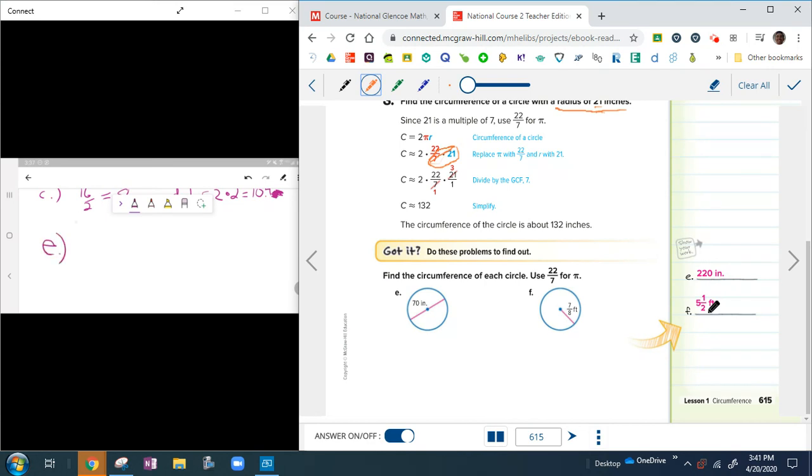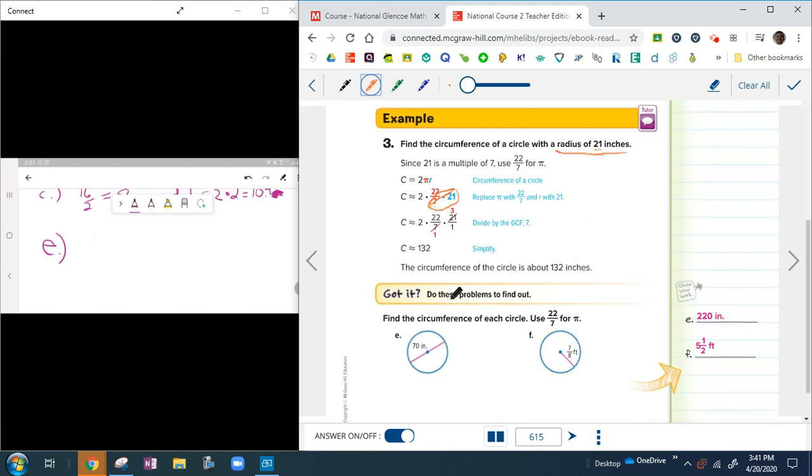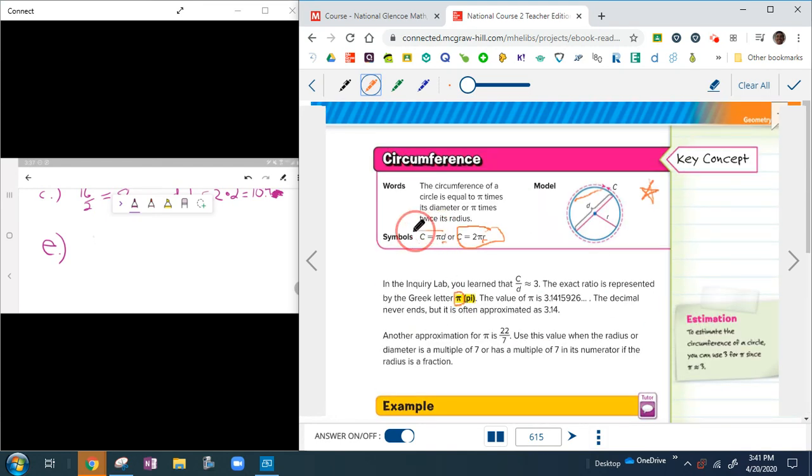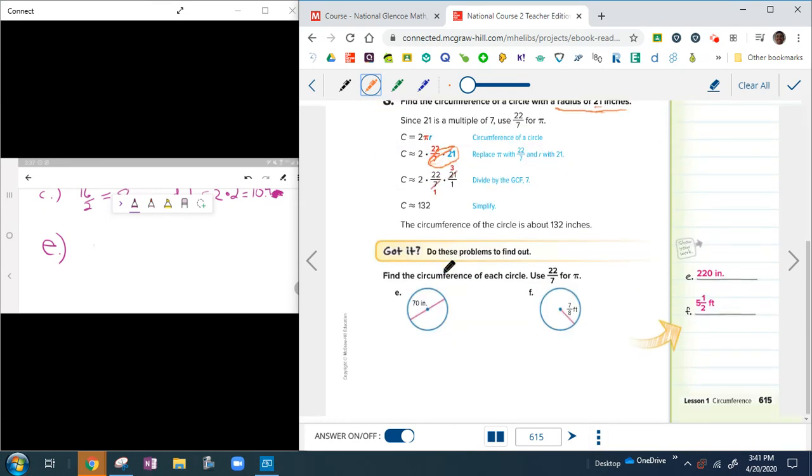So part E, we have a diameter all the way across. You see that? All the way across is 70 inches. So we look up here and we choose this formula because we've been given the diameter. So we write that formula down. Then we replace pi with an approximation for pi. I'm going to use 3.14 in this case, although we now have a diameter. All right, I'll play their little game here.